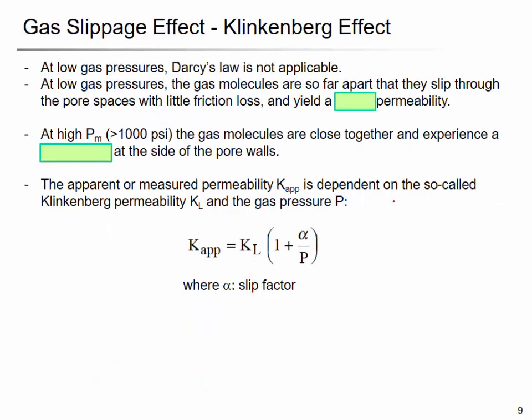So then, when you use the gas to measure the permeability, you should apply the proper calibration because it has a gas slippage effect. So at low pressure, gas molecules have very low viscosity and low density.